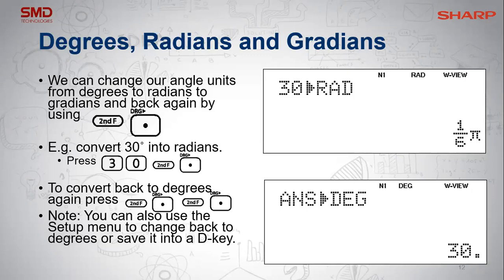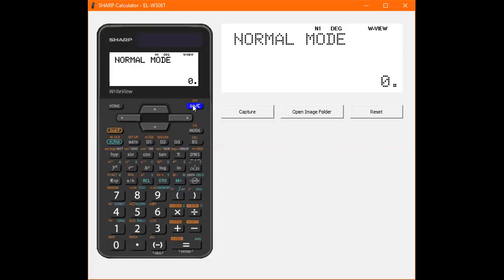Anyway, let's move on. So the next thing that I want to show you is a really nice way to convert between degrees and radians. Okay, so we're going to turn that on. You'll see your calculator is automatically set to degrees. Okay, so what we can do is if we have 30 degrees and we want to convert it into radians, we can say second function and dot, and that will give us radians.